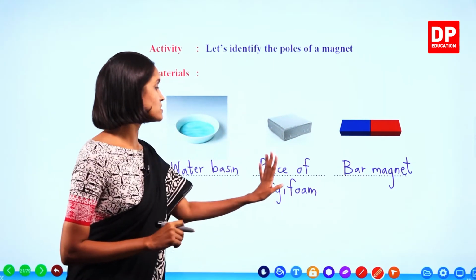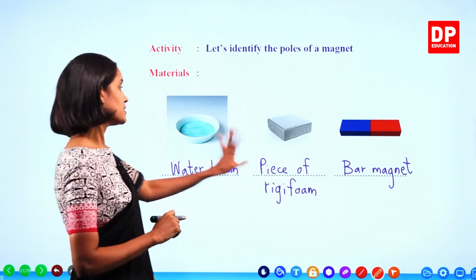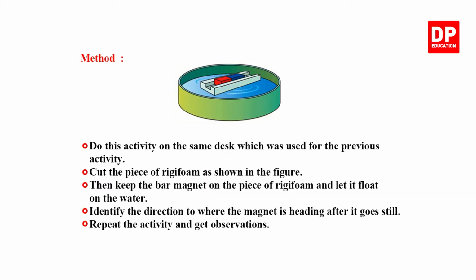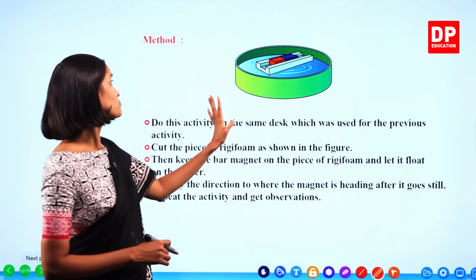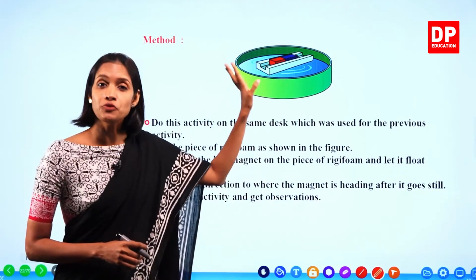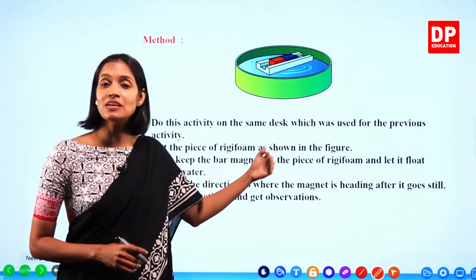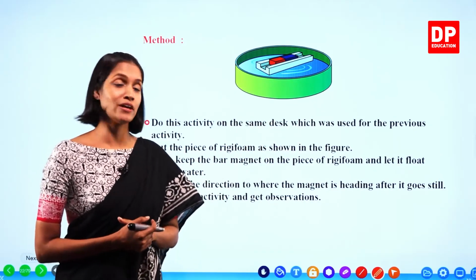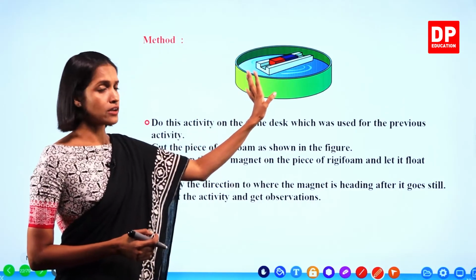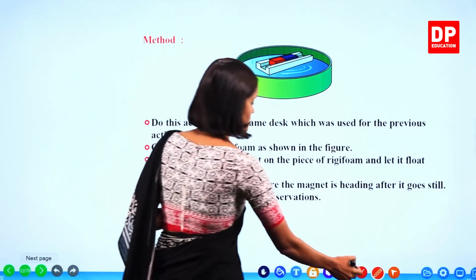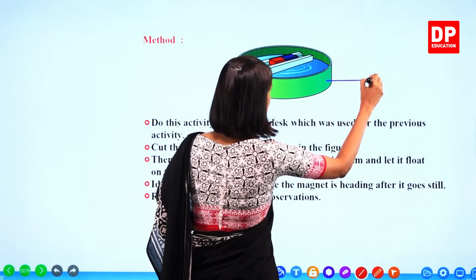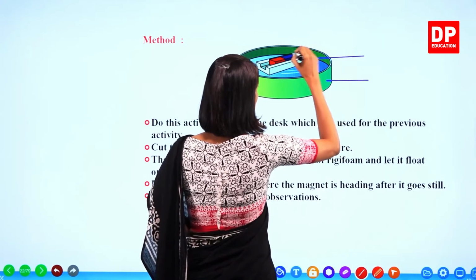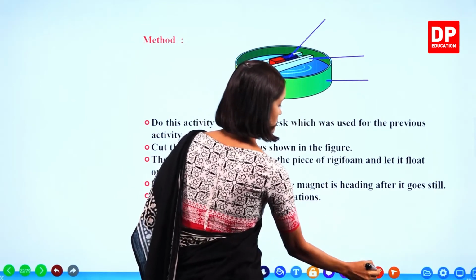Water basin, piece of rigiform and a bar magnet. How to do this activity? Look at this one. It's very easy to draw a diagram. When we look at the diagram, we can understand this better. I have explained this even before when we write the method. If you can draw a diagram, it's better because we can understand by looking at it as well. And we have to label the diagram too. So we will label this one first. This is the water basin, rigiform and the magnet.